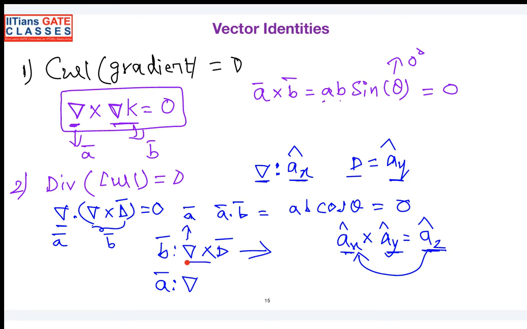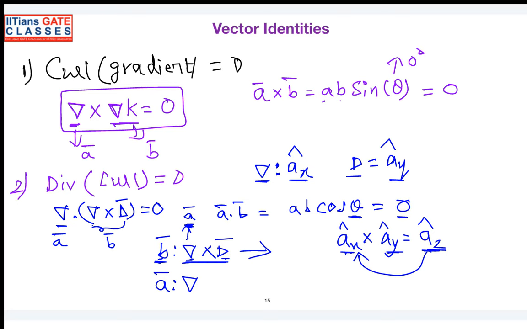Any questions here in this slide? Vector identities? If you have any questions, I can explain once again at any point. At least one or two people can answer. Yeah, I will move on to the next case right now.